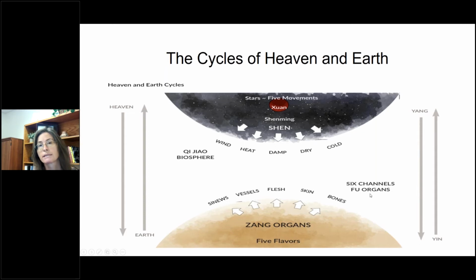The Fu organs represent the hollow organs within our bodies. This is small intestine, stomach, large intestine, urinary bladder, and gallbladder. The 6 channels represent the different levels within our system. I won't go into that too much. The yang is energy, qi, that which is not of form. It represents function, and that's descending down. The yin rises up, and that's more form, solidity.